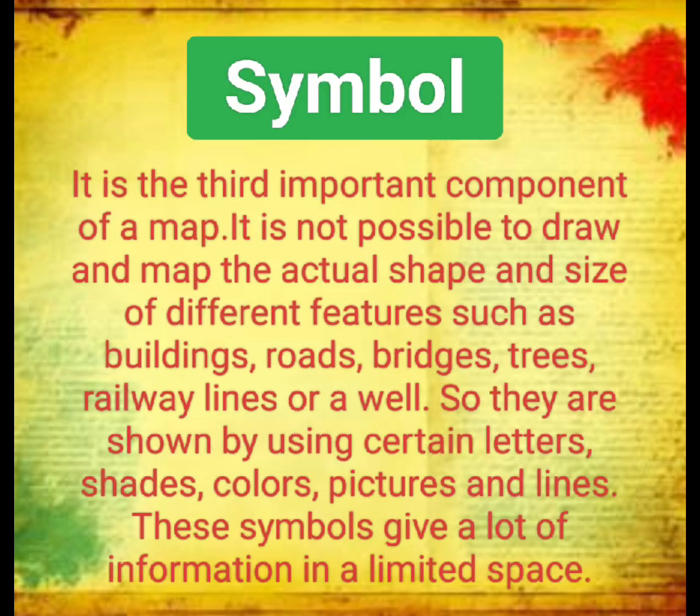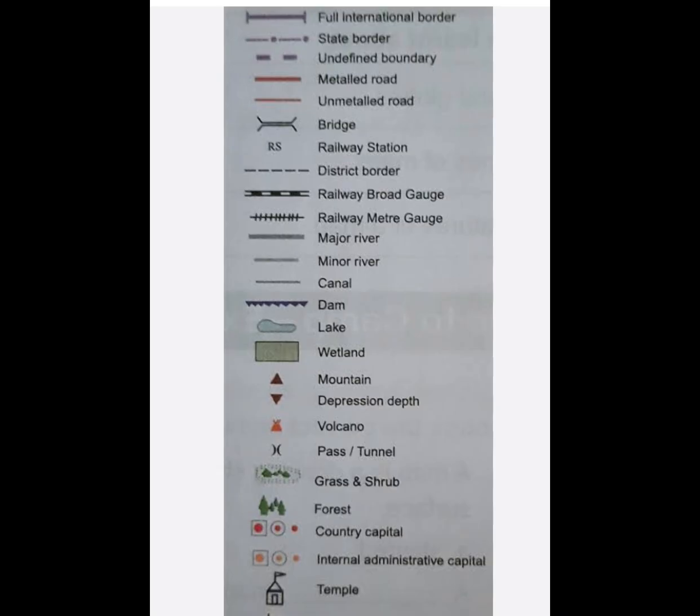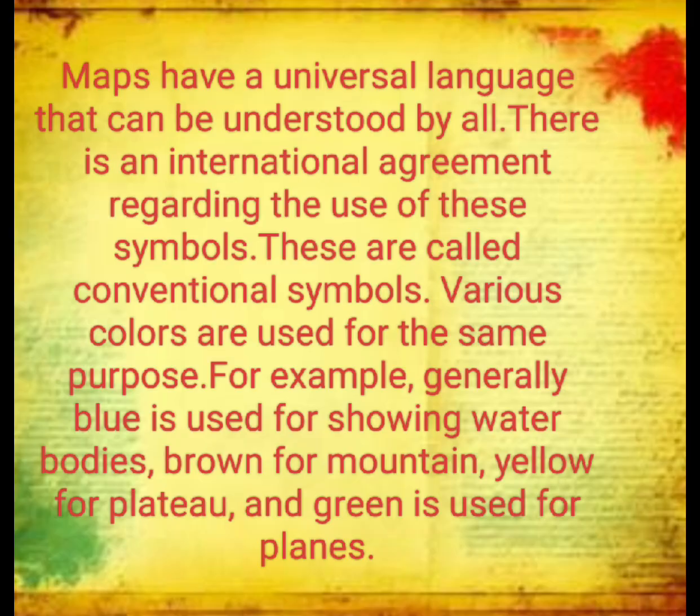Now, the next component is the symbol. It is the third important component of a map. It is not possible to draw on a map the actual shape and size of different features such as buildings, roads, bridges, trees, railway lines, or wells. So they are shown by using certain letters, shades, colors, pictures, and lines. These symbols give a lot of information in a limited space. With the use of symbols, maps can be drawn easily and are simple to read.